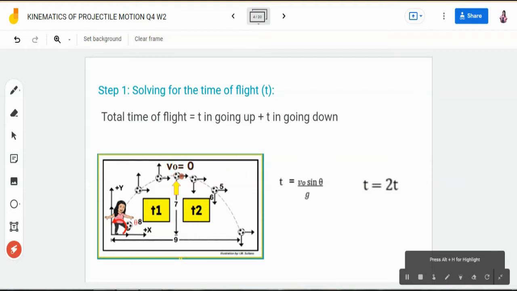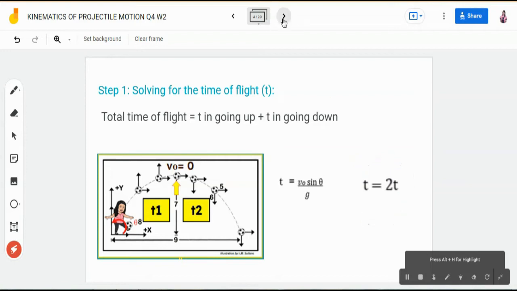So, ano ba yung maximum height? Ito yun. Based sa ating previous discussion, ito yung ating time to reach the maximum height. Take note na yung time to reach the maximum height is half lang siya or kalahati lang siya ng total time of flight. Kaya dalawa yung formula natin dito kasi kailangan muna natin i-calculate yung time to reach the maximum height for us to calculate the total time of flight.